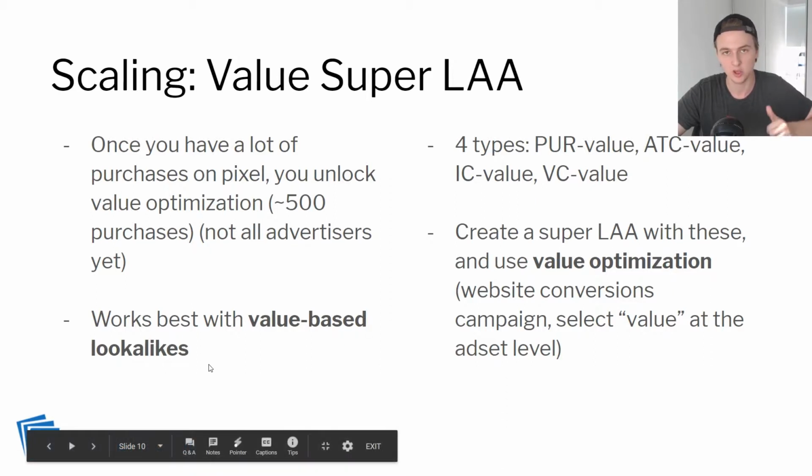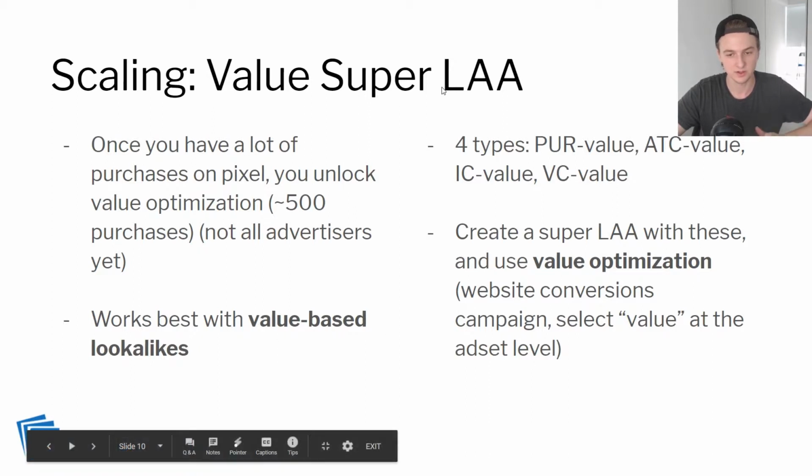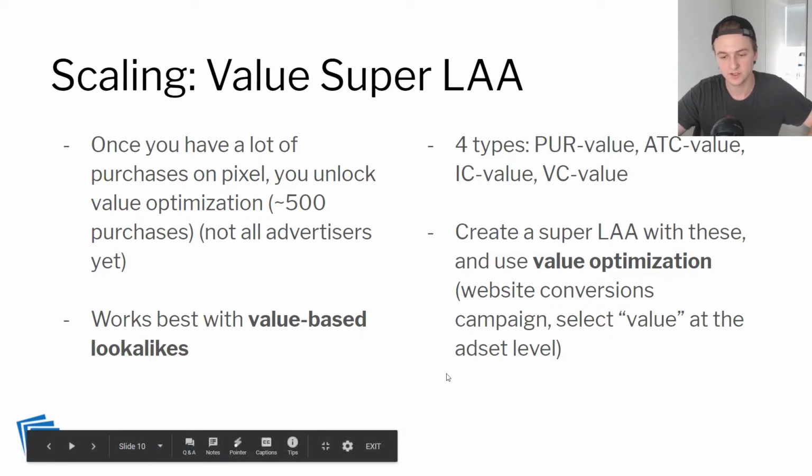So you can combine value optimization with value-based lookalikes and the super lookalike strategy, and this is what you get: value-based super lookalikes. There are 4 different types of value-based lookalikes: purchase value, add to cart value, initiate checkout value, and view content value. You can create a super lookalike with all 4, or test all of them and then pick the top 2 to 3. Then you select a website conversions campaign, and select value as your optimization at the ad set level.